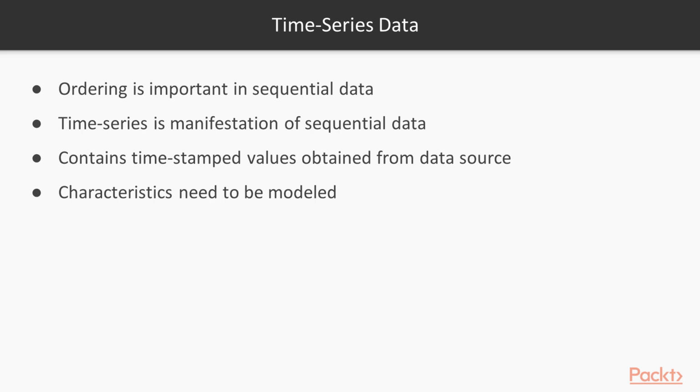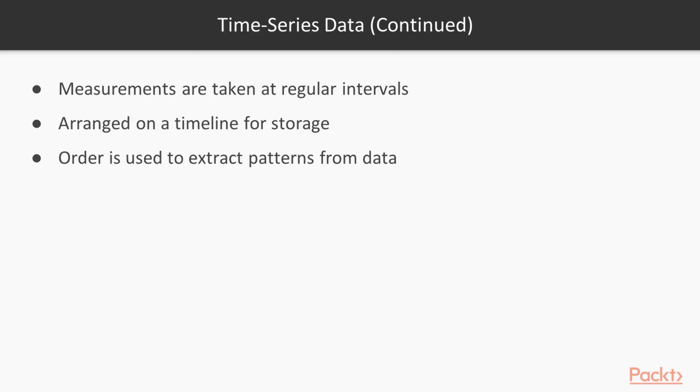It is basically time-stamped values obtained from any data source such as sensors, microphones, stock markets, and so on. Time series data has a lot of important characteristics that need to be modeled in order to effectively analyze the data. The measurements that we encounter in time series data are taken at regular time intervals and correspond to predetermined parameters. These measurements are arranged on a timeline for storage, and the order of their appearance is very important. We use this order to extract patterns from the data.